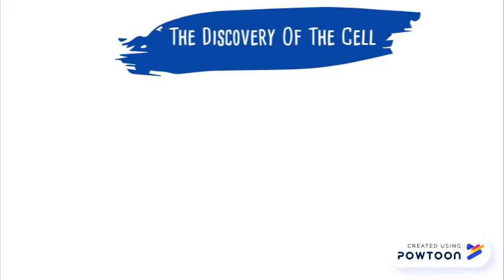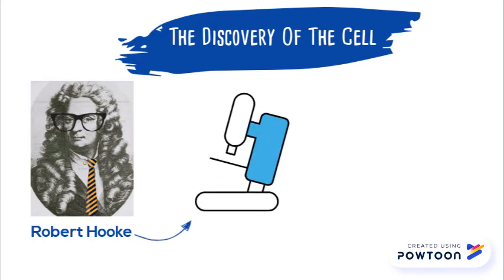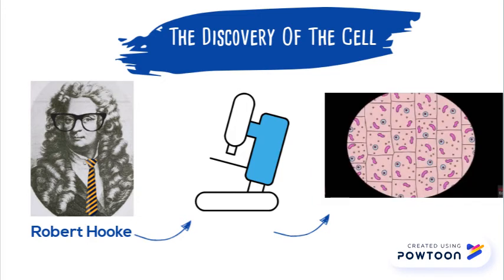The cell was discovered in the 17th century by a British scientist and microscope enthusiast called Robert Hooke. While observing a piece of cork under his microscope, he saw little divisions that reminded him of cells. In that time, cells were also the rooms in which monks slept inside the monasteries.